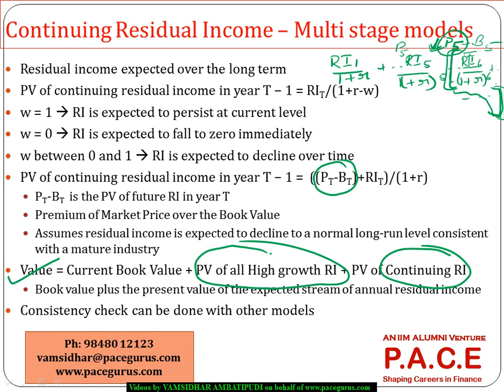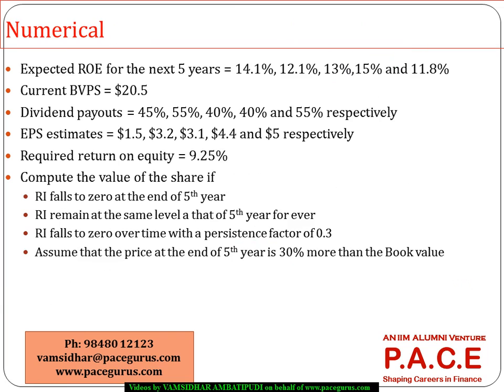So we can take up one numerical to work out this entire end-to-end scenario. For that I am taking one single numerical, probably with all four approaches. What if I see that the RIs are going to fall drastically or gradually, or these kinds of things. So let's go ahead and look at the numbers.